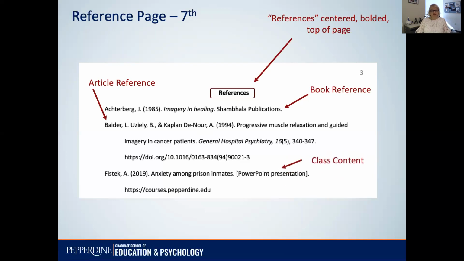And then I've discovered this is a nice way to show class content when you put that in brackets. So anytime it's something that's not a journal or a book or kind of a more regular reference, you can put it in brackets. You can do this also for dissertations, referring to unpublished or published doctoral dissertations, usually unpublished. And in this case, it's a PowerPoint presentation, and I see a lot of students referring to their professor's work in their essays.